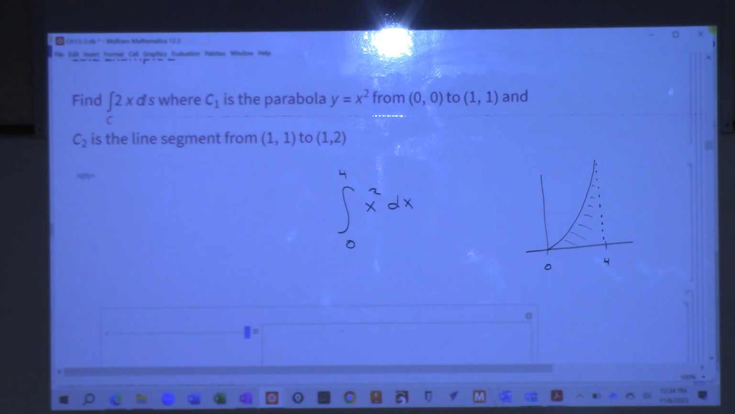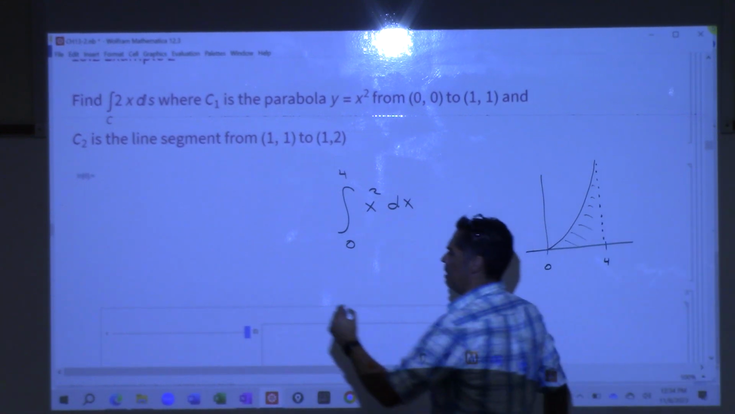That's what we do in Cal 2. So can you see that as an area of a curtain? Can you take this off the sheet of paper right now and see a surface and a curtain being dropped? Let me see if I can do it over here.